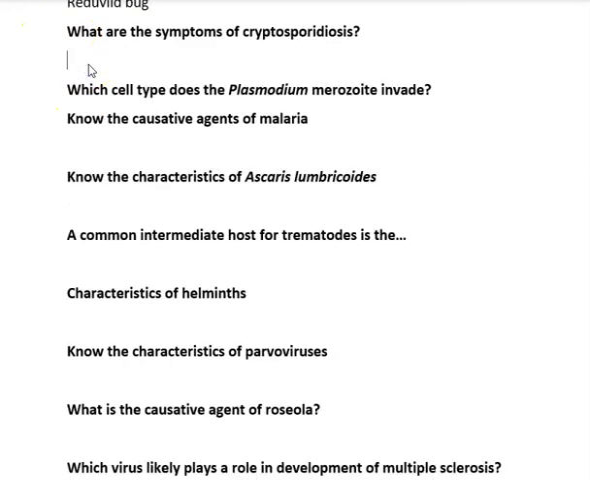What are the symptoms of cryptosporidiosis? So the symptoms here are going to be headache, sweating, vomiting, severe abdominal cramping, and diarrhea. Remember that Cryptosporidium is an intestinal parasite. It infects the small intestine.